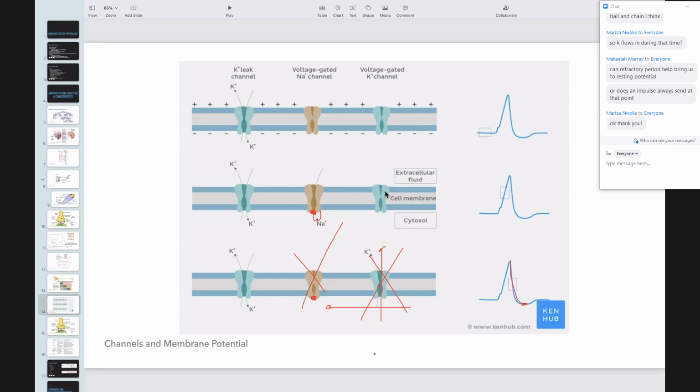Can a refractory period help bring us to the resting potential, or does the impulse always send that point? It does help us to resting potential to some extent because it's preventing more sodium from even flowing in. Yeah, it's not explicitly the point of the refractory period. The refractory period was evolutionarily developed, selected for, so that you only have one direction of action potential. Alrighty.